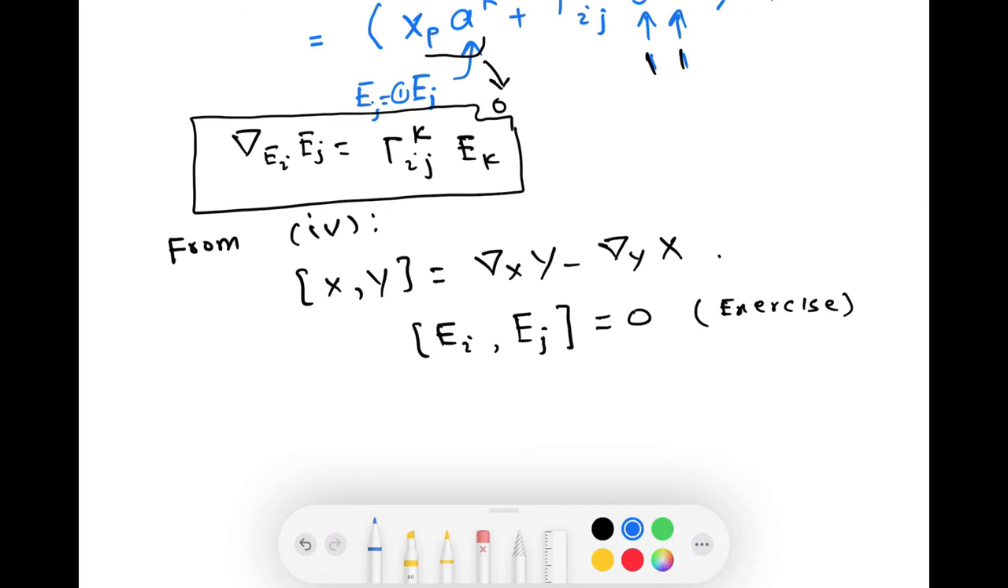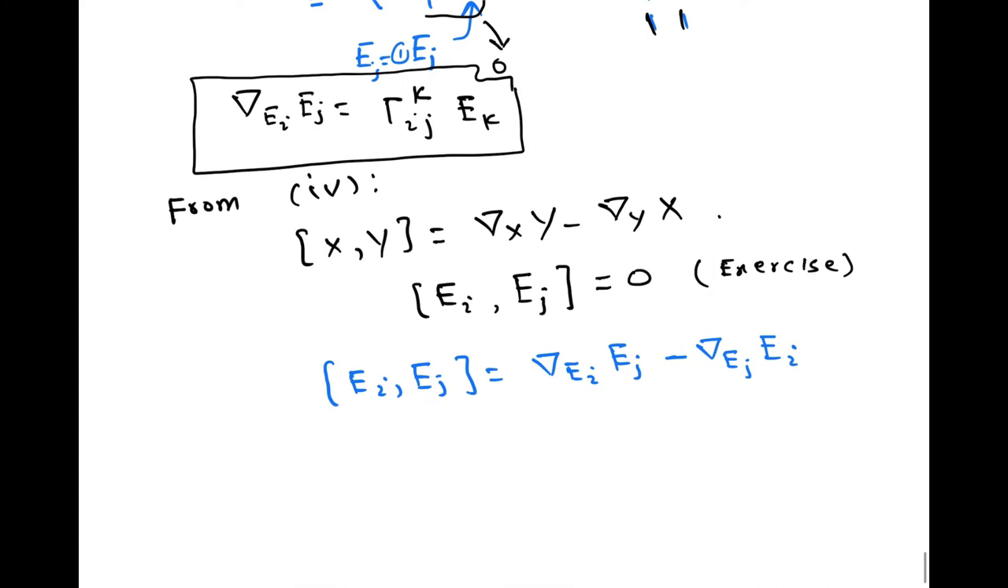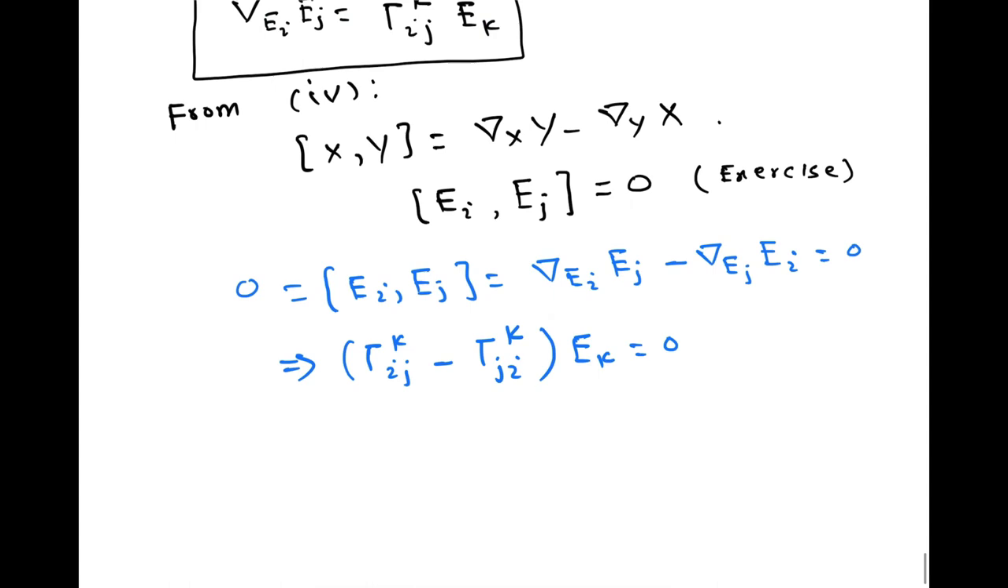So now [E_i, E_j] will become equal to del_{E_i} E_j minus del_{E_j} E_i, and I know that this is 0. Now this implies that, since this is actually Gamma^k_{ij} minus Gamma^k_{ji} times E_k, this will become equal to 0. So this implies again that Gamma^k_{ij} is equal to Gamma^k_{ji}.